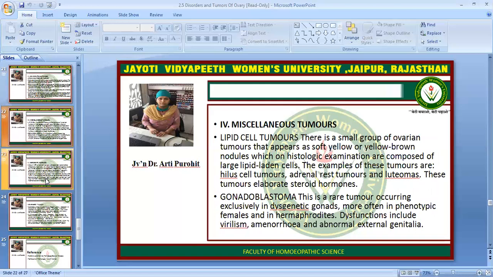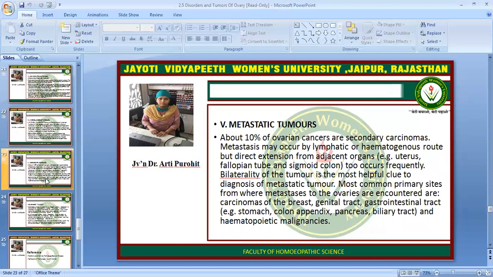Lipid cell tumors are a small group of ovarian tumors that appear as soft yellow and yellow-brown nodules, which on histologic examination are composed of large lipid-laden cells. These tumors are hilus cell tumor, adrenal rest tumor, and luteomas. Gonadoblastomas are rare tumors occurring exclusively in dysgenetic gonads, in phenotypic females and hermaphrodites. Dysfunction includes virilism, amenorrhea, and abnormal external genitalia.